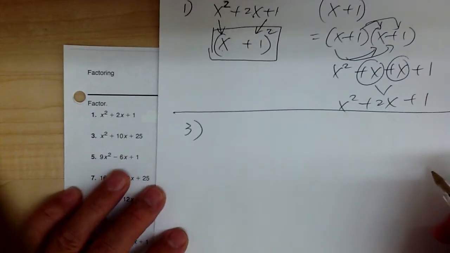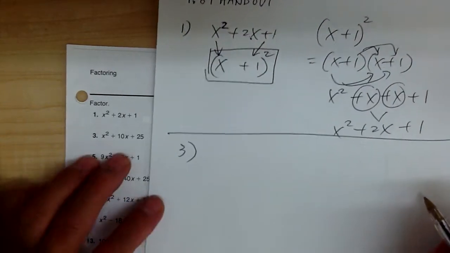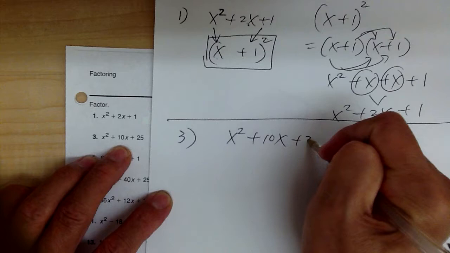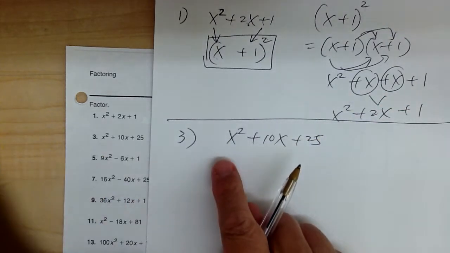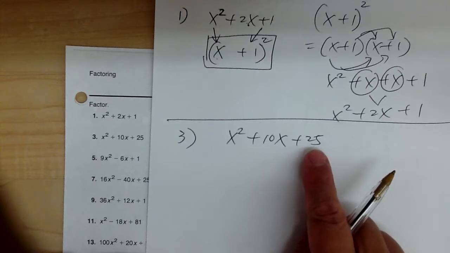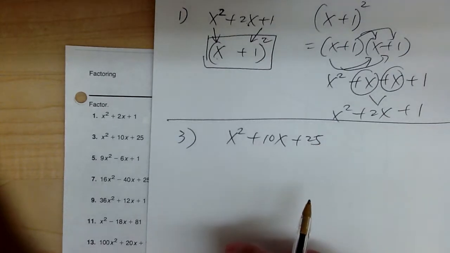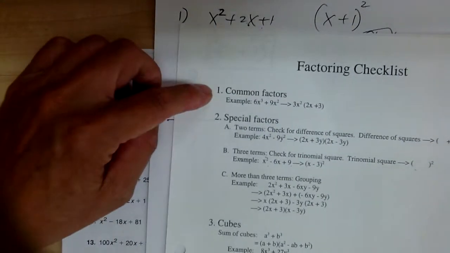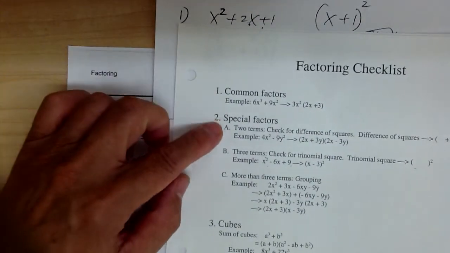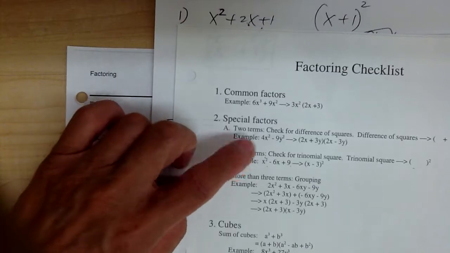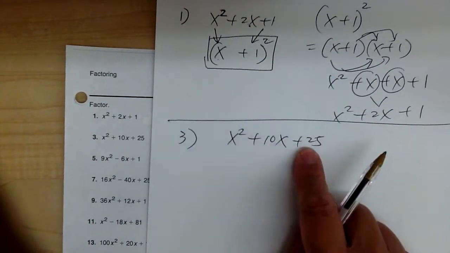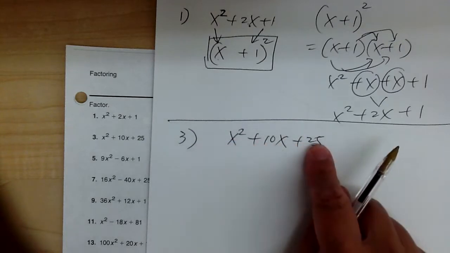Number 3 over here, you have x squared plus 10x plus 25. Step 1, common factor. Cannot factor the number, there's no number. Cannot factor the x because there's no x. So step 1 is done. Make sure you go through the checklist. They don't have anything in common, so you go to step 2, special factor. With 3 terms, you check for perfect squares. This is a perfect square, and this is a perfect square.